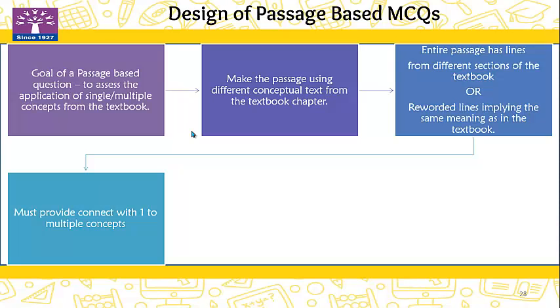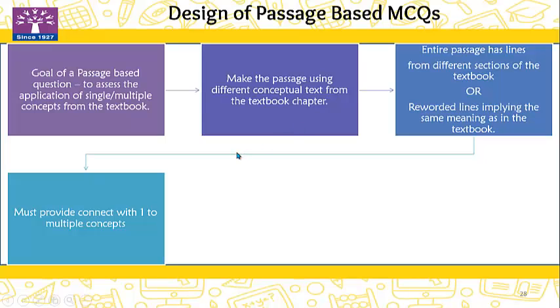Now, let's understand how to design passage-based MCQs. The purpose of a passage-based MCQ is to assess single or multiple concepts via text from the textbook. This shows the student how the concepts are linked to each other. The text may be an entire paragraph or lines from different sections of the textbook or reworded lines from the textbook. The paragraph must be written in simplified language, conveying the same meaning as the textual language. It must be linked to one or many concepts.